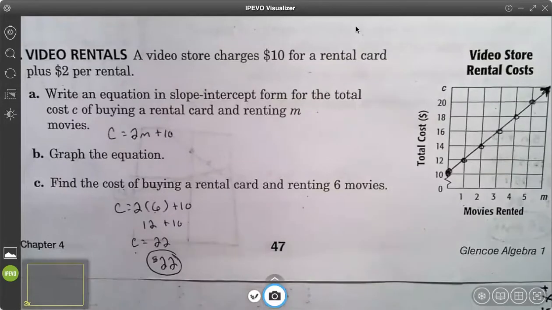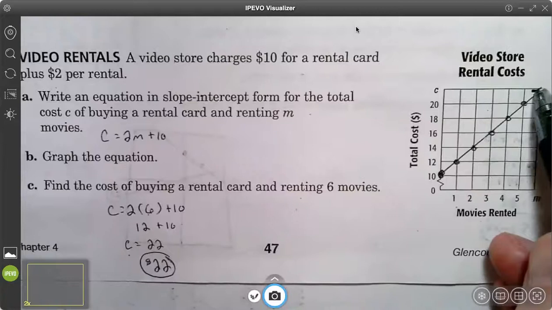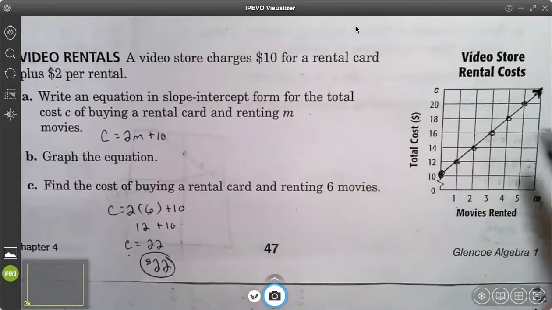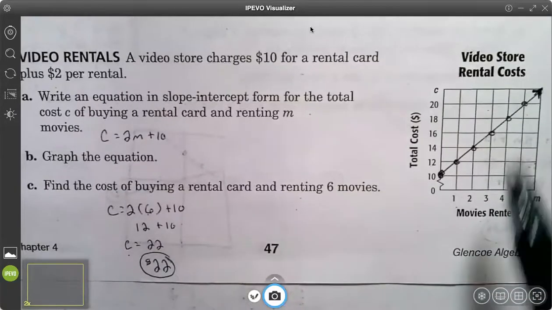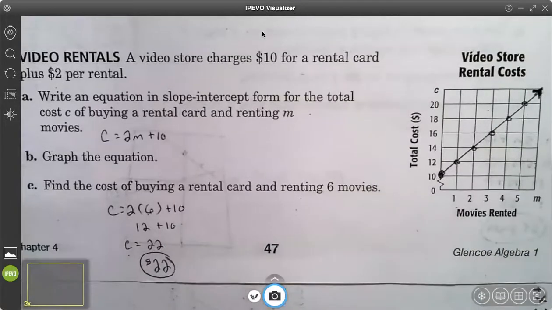Or I can look over at my graph, look at 6 movies, go up and look, where does it cross the graph? Right here at $22. So the graph should match the equation if you work it out. And again, most word problems are quadrant 1 graphs. Everything's in quadrant 1 because the numbers usually are going to be positive.